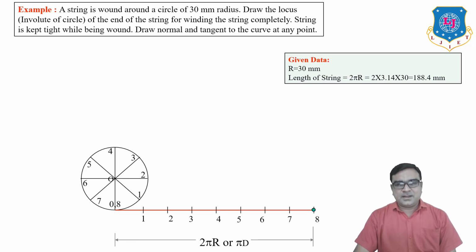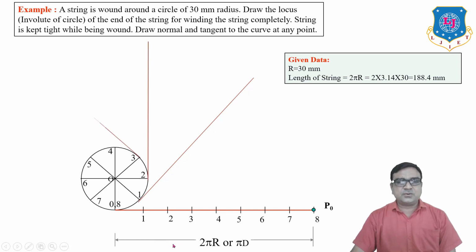Okay. Now this point is the end of the string and we want to wind this string around the surface of this circle by keeping the string tight, and this end of the string is fixed at the bottom of the circle. For that we have to draw a tangent from 1, tangent from 2, tangent from 3, 4, 5, 6, 7.